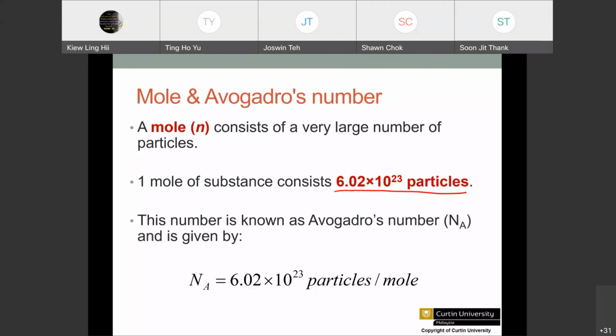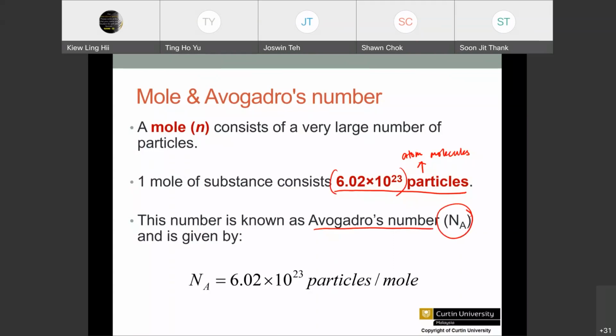Okay, so 1 mole consists of a lot of particles. Particles can be atoms, can be molecules. So we use particles to represent them. All right, so this 6.02 times 10 to the power of 23 is called the Avogadro number, with the unit of big capital N subscript A.